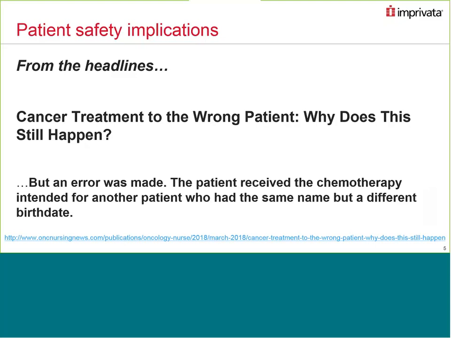That's why the implications are so widespread. It could be something as little as being left in the hallway or getting the wrong x-ray to, again, having the wrong kidney removed.